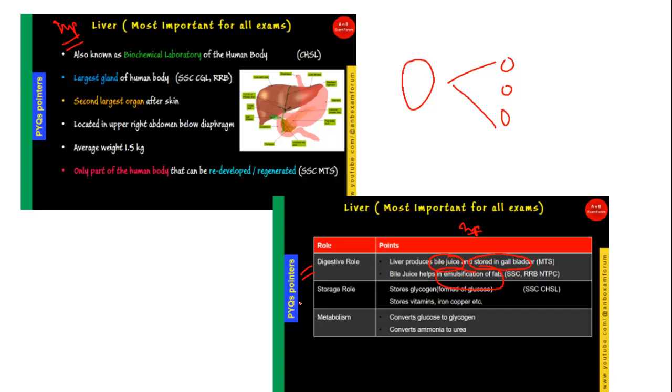And the next important role of the liver is storage. It stores glycogen. What is glycogen? It is basically a form of glucose. Then it has a metabolic role. In metabolism, what does it convert? It converts ammonia into urea. So you can see the liver is itself an important organ which does multiple roles: digestive role, storage role, metabolism. From that point of view, you should be very thorough about this particular organ, or more specifically, this particular gland.